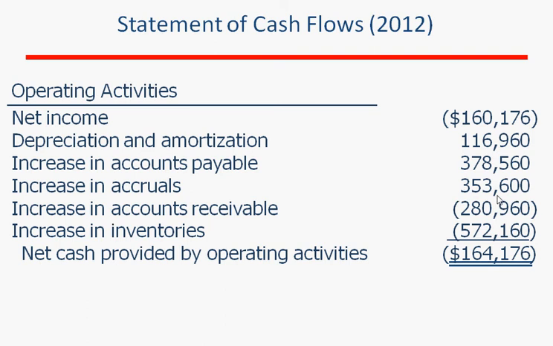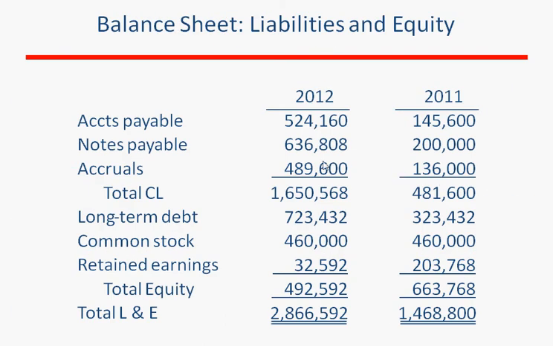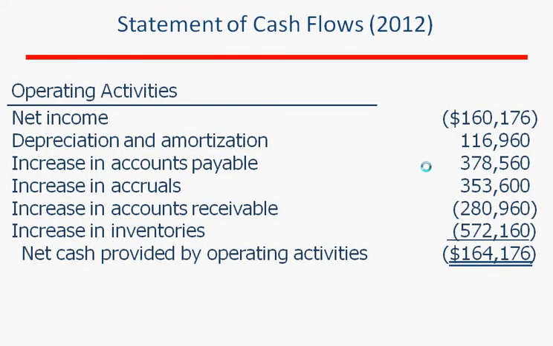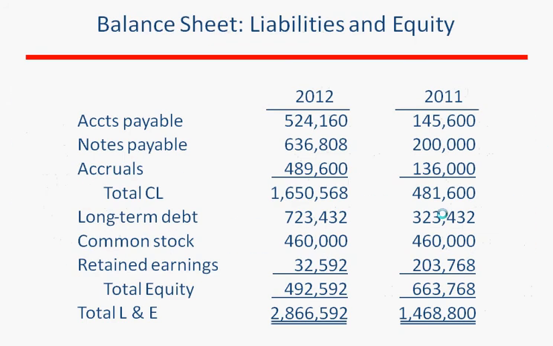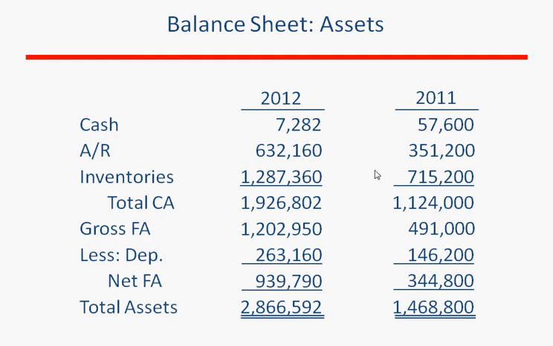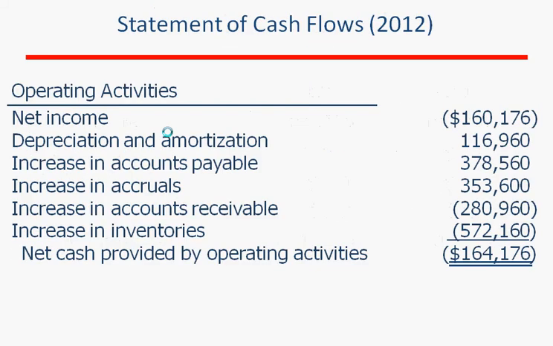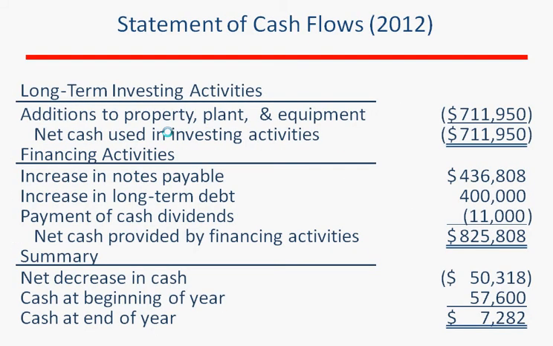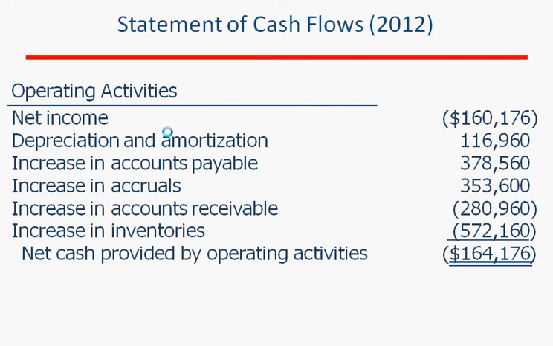The same applies to accruals. So again, accruals went up. Accruals were $136 and are now $489,600, and I do that subtraction, and the difference is $353,600. Accounts receivable and inventories both went up. If I go back and take a look at my balance sheet and subtract the differences here, we have this much more cash invested in accounts receivable, the $632,160 minus $351,200, and in inventories $1,287,360 less $715,200. So that difference is reflected on the statement of cash flows. We add those numbers together, and those numbers then give us the net cash provided by operating activities.